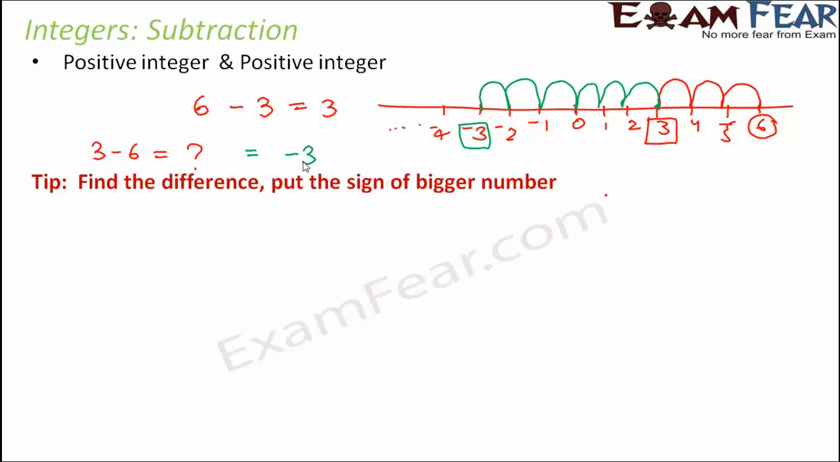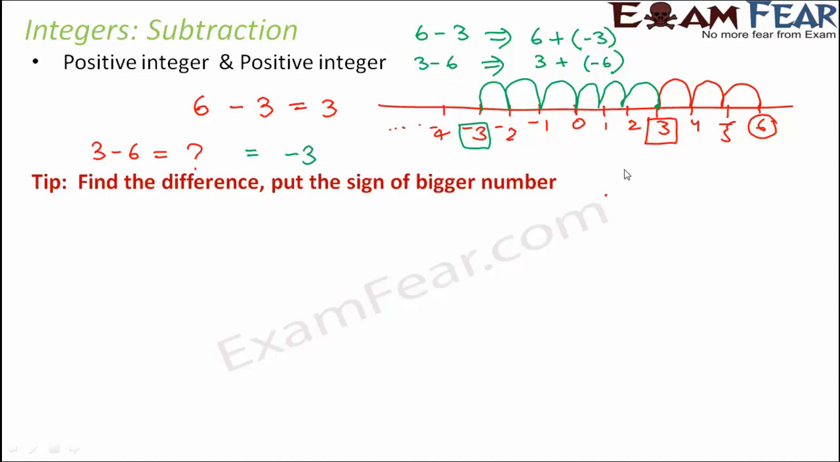Now you might think that here both the integers are positive, so how does it matter which is bigger, which is smaller? Understand one thing. When you say 6 minus 3, this actually means 6 plus minus 3. 6 minus 3 actually means you are adding minus 3 to 6. Similarly, when you say 3 minus 6, this actually means 3 plus minus 6, because looking at the number line also, you would have seen that we are doing the same thing.